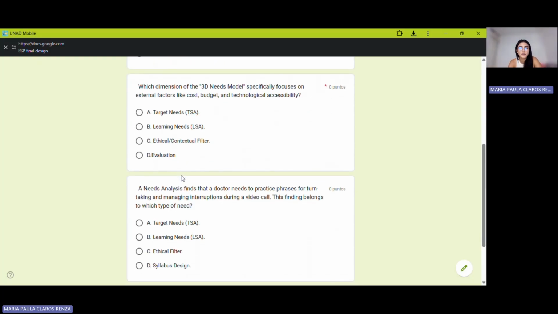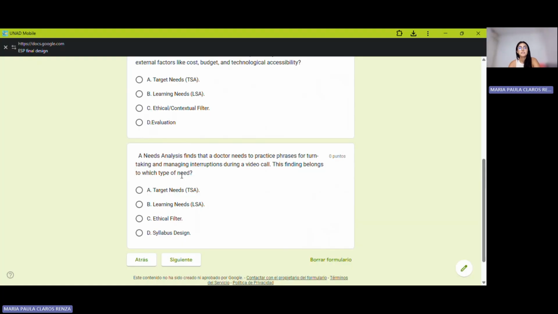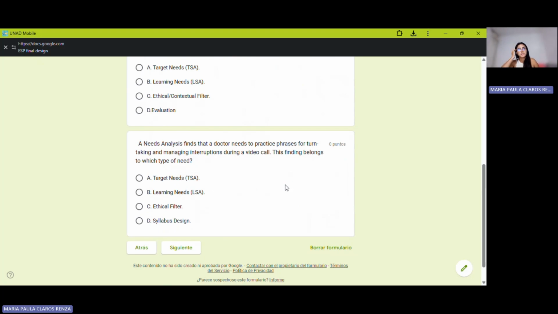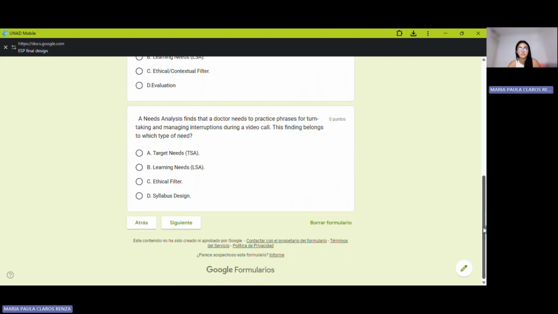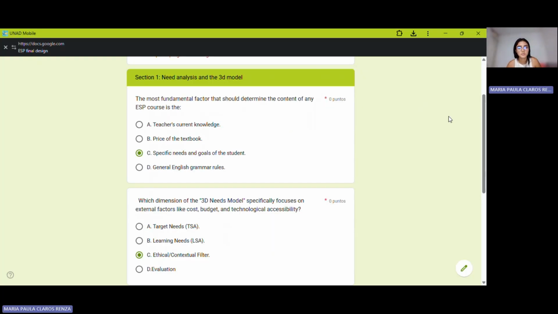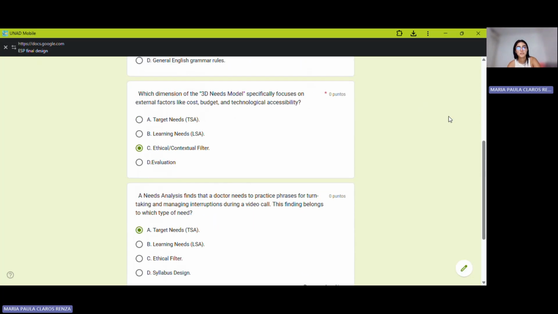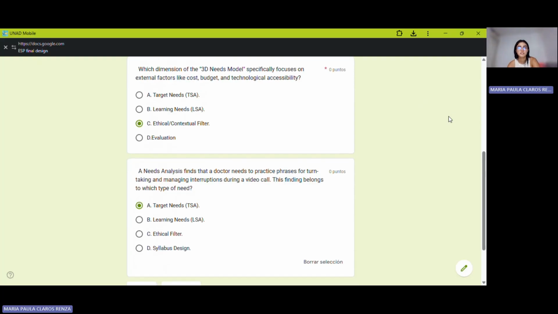a needs analysis finds that a doctor needs to practice phrases for turn taking and managing interruptions during a video call, and this finding belongs to which type of need. So I focused my part on the topic that I chose during the development of the activities, which was about the healthcare environment. Okay, the first answer is the specific needs and goals of a student. The second is ethical and contextual filter, and the last is target needs.